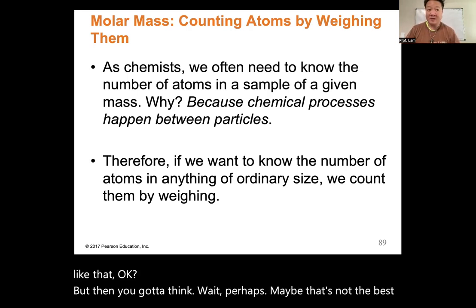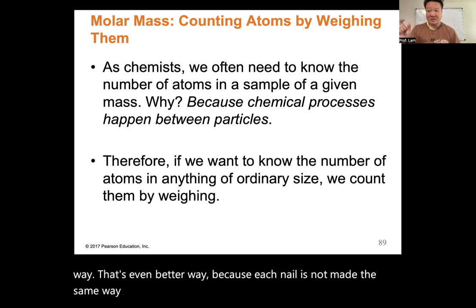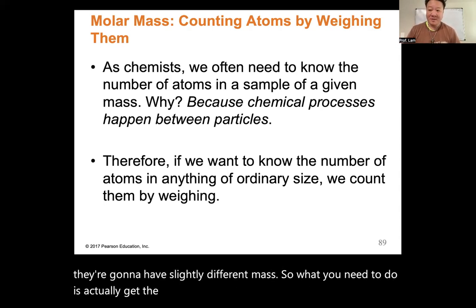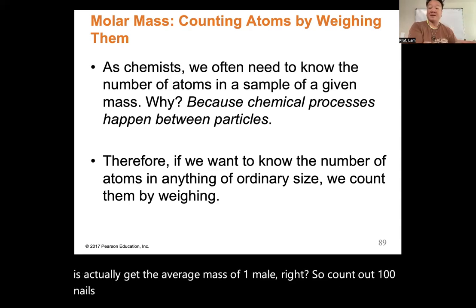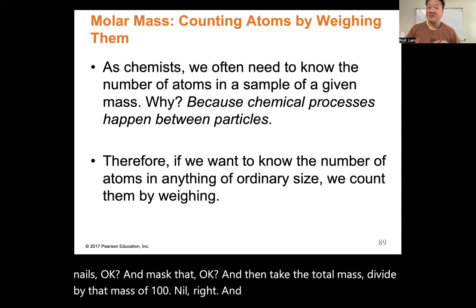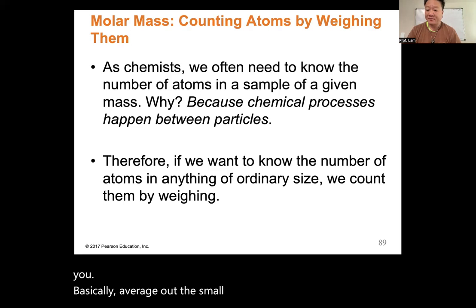But then you got to think, wait, perhaps that's not the best way. There's an even better way, because each nail is not made the same way, right? They're not manufactured the same way, so they're going to have slightly different mass. So what you need to do is actually get the average mass of one nail, right? So count out 100 nails, okay? And mass that, and then take the total mass, divide by the mass of 100 nails, and then divide by 100 again. So you basically average out the small differences in each nail, okay?